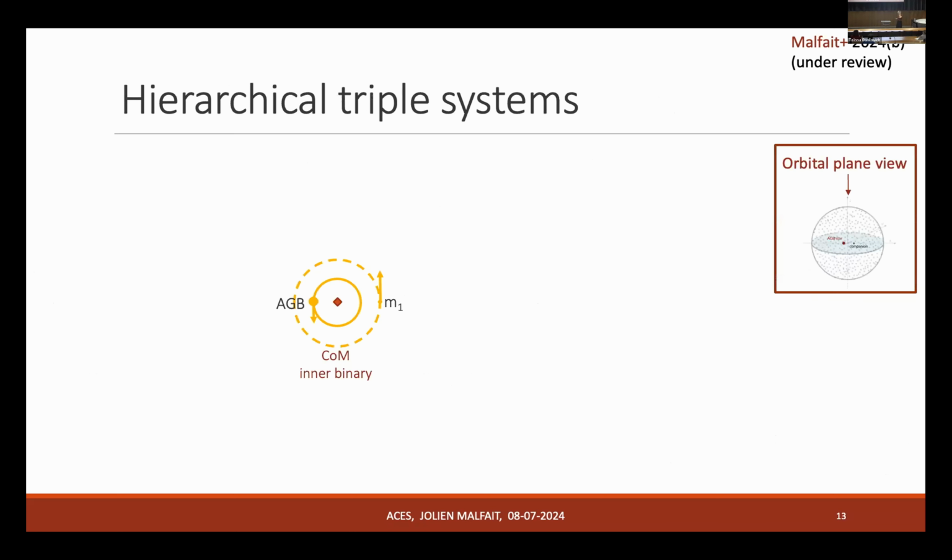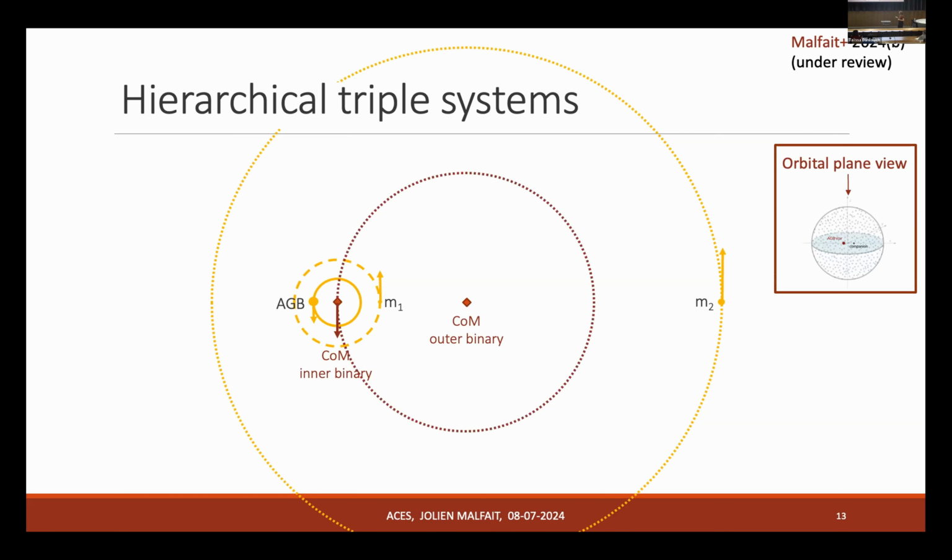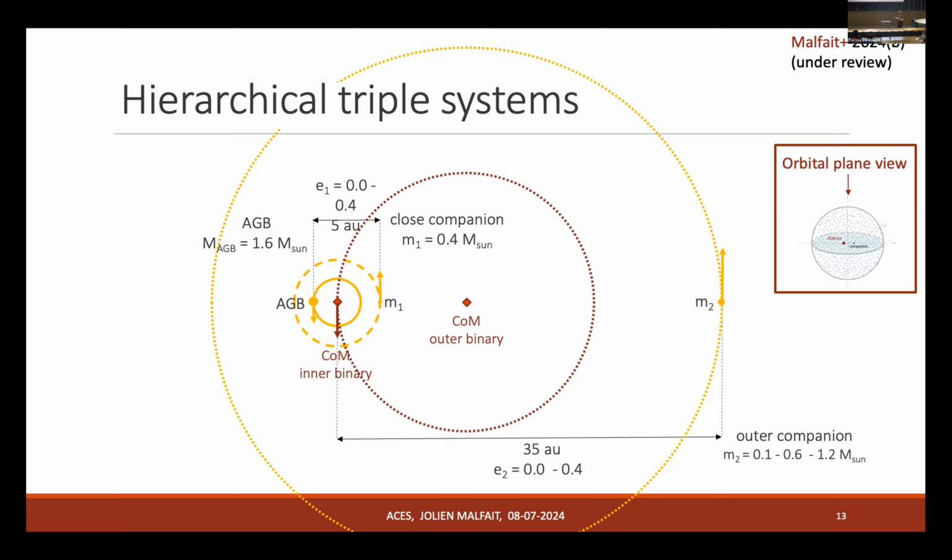Okay, and then finally, we also studied what the impact is if you have a triple system. So we only look at hierarchical triples in coplanar states, such that we don't have Lidov-Kozai cycles and things like that. So we keep it as simple as possible. So you have an inner binary, the AGB is there with a close companion, and then we add a tertiary companion. And because of this third mass, you also get that the inner binary is orbiting around the common center of mass, and this will all complicate things a bit.